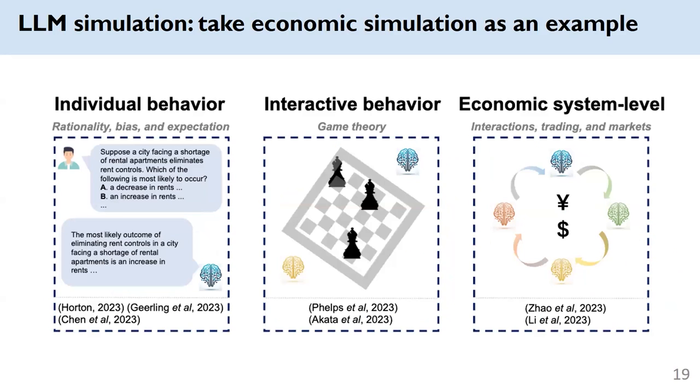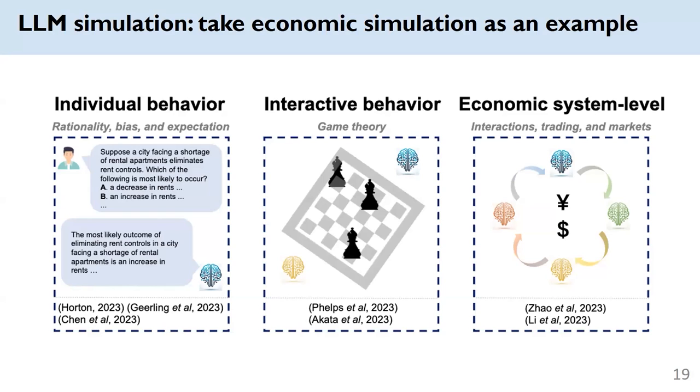We also take economic simulation as an example. For individual behavior in economic systems, the researchers focus on rationality, decision bias, and expectation. The researchers test how LLMs behave and what the difference is between real humans and LLM agents in specific economic situations. They also try to find interesting insights from interactive behavior, such as game theory. In game theory, there are two or more users responding to specific questions. The researchers use LLM agents to do such experiments and try to observe whether the LLM shows similar phenomena to real humans.